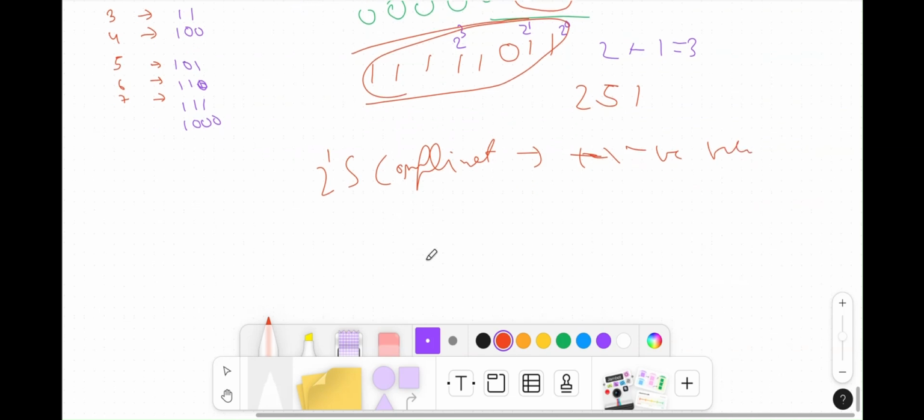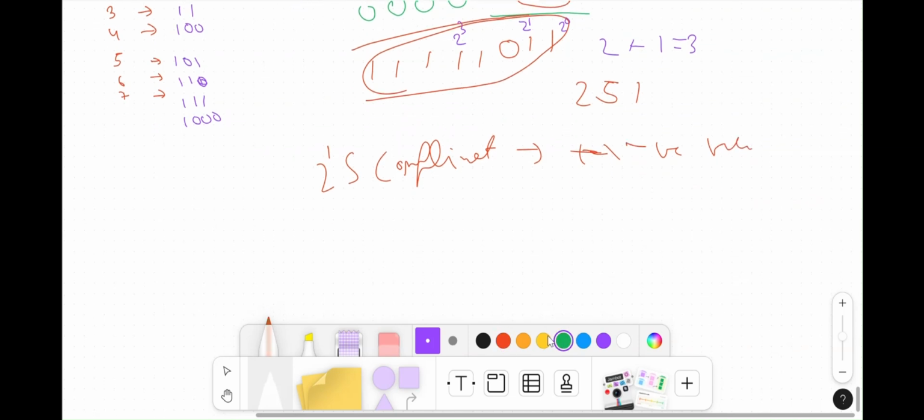Okay, let's find 2's complement of 5. So 5, here we can see, is 101, right? So let's write 101. For 2's complement, we first have to find the simple complement. The simple complement is 0, 1, 0.